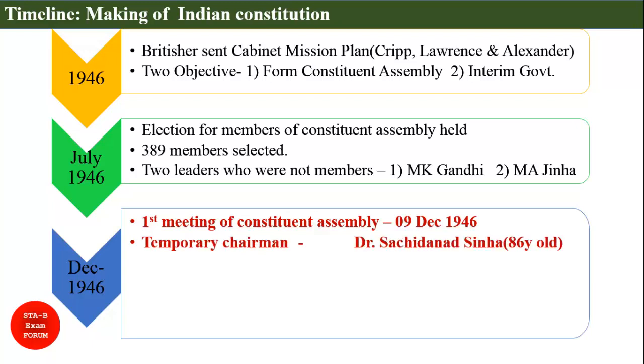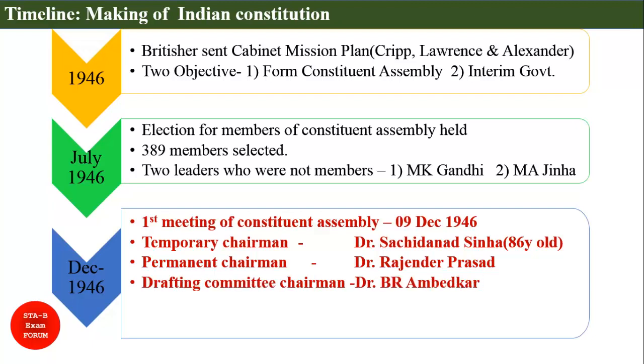The next thing was, since we have a Constituent Assembly, a chairman is required. At that time Dr. Sachchidananda Sinha was the oldest leader, so he was made the temporary chairman of the Constituent Assembly. After that, a permanent chairman was selected. He was Dr. Rajendra Prasad. You can note down all these names.